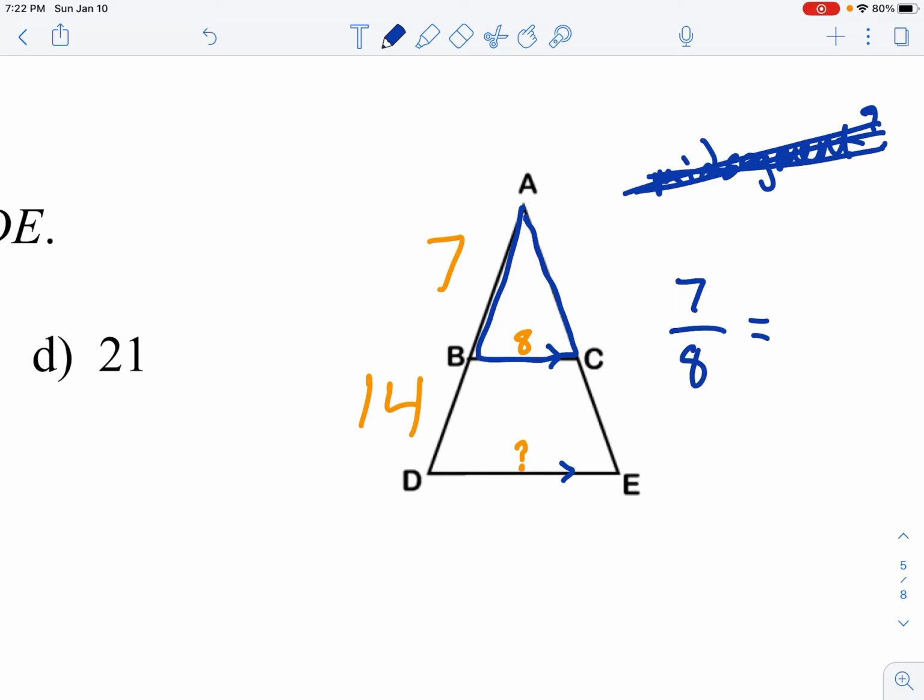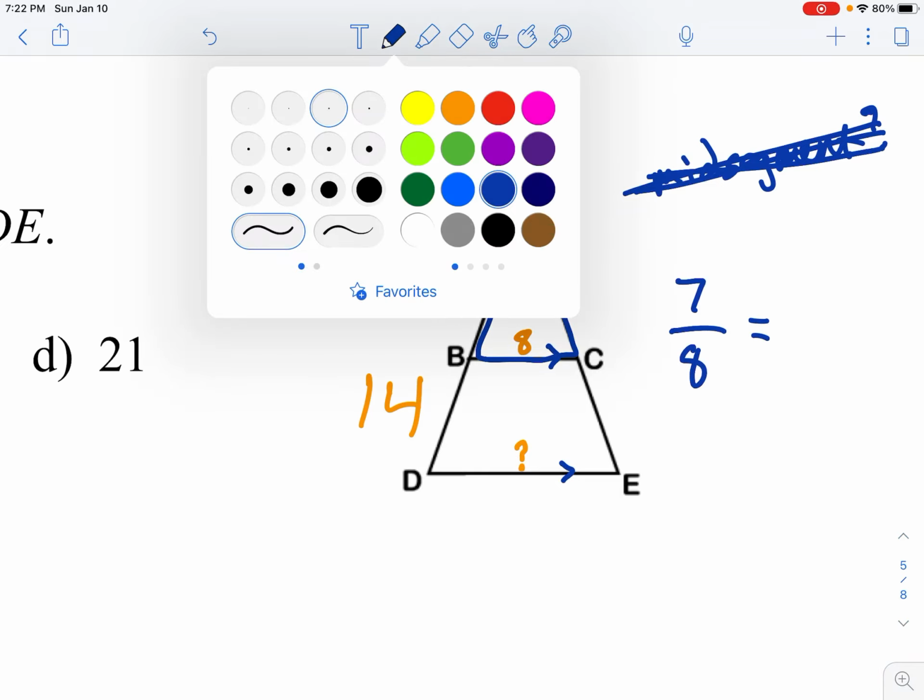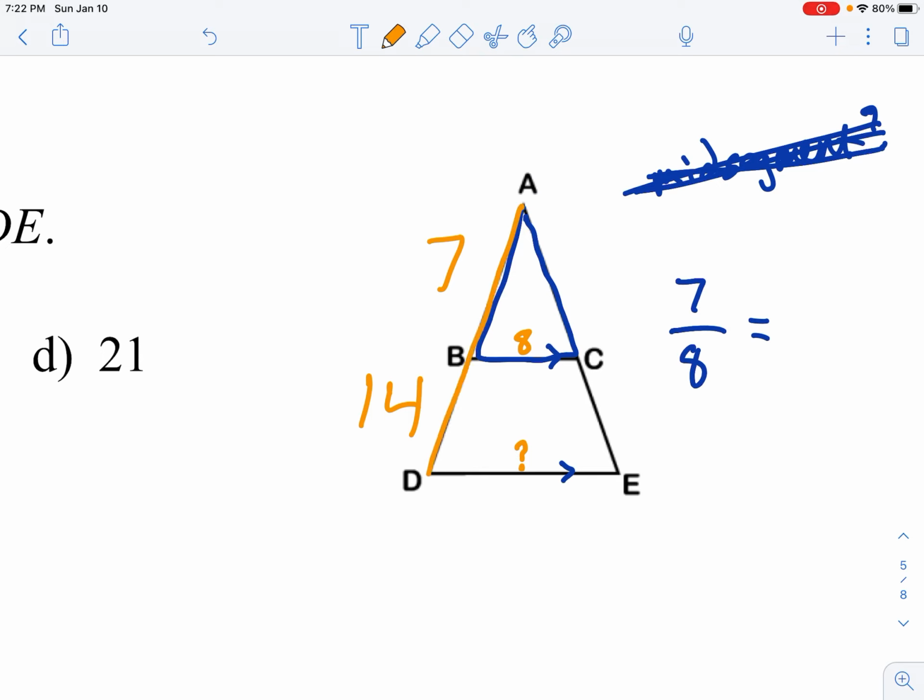That's going to be equal to, let me change colors. If I'm looking at my big triangle now, the length of the left-hand side, which in this case is not 14, it's not 7, but together it's 21. And the bottom is x. So let me pull out my calculator.